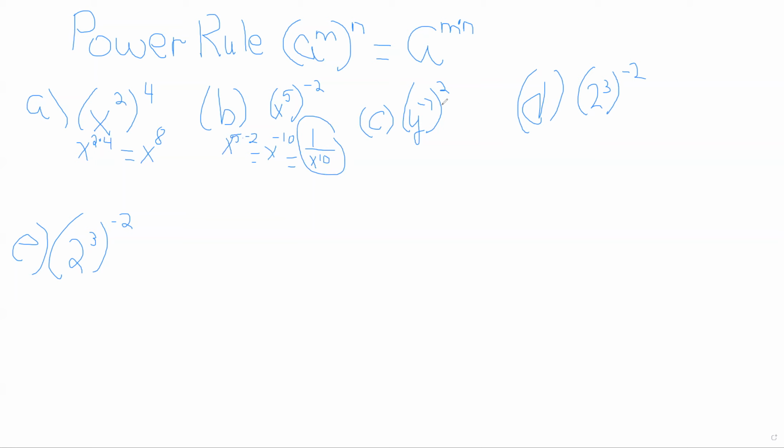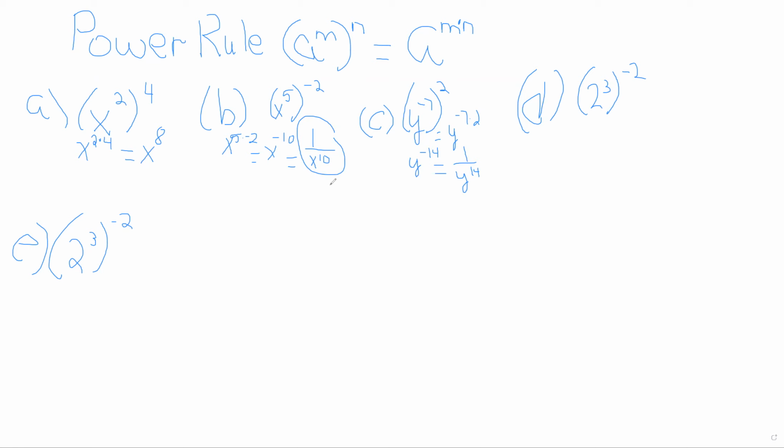C model, same process. y to the negative 7 raised to the second power. What will I show here? I will show y, once again applying the power rule, negative 7 times 2. That result will be y raised to the negative 14. What we see here is that we need to identify this as a negative 14, but we need to show it in a positive state. So y to the 14 will become positive in the denominator. Therefore, our fraction will become 1 over y to the 14.